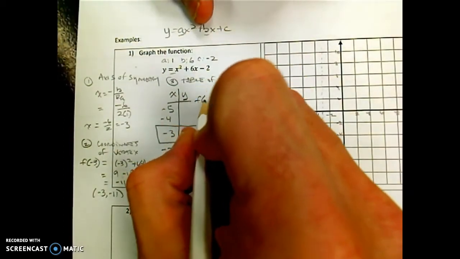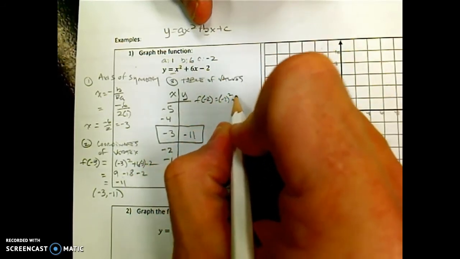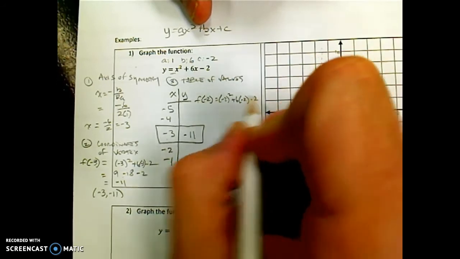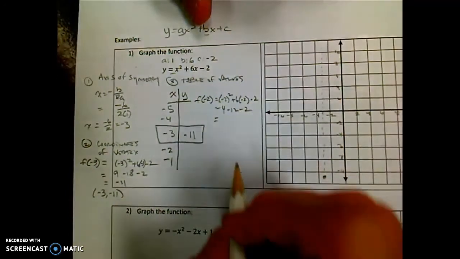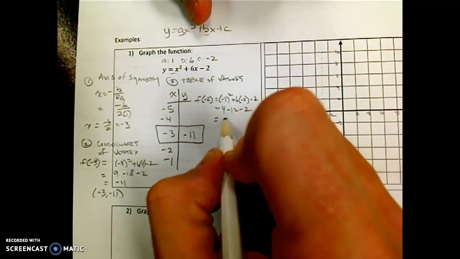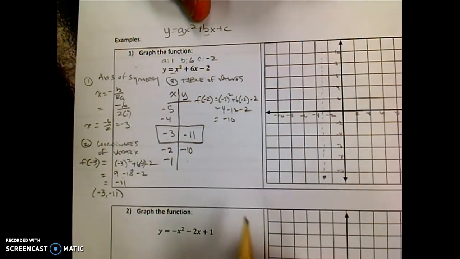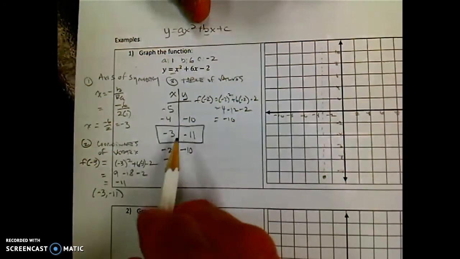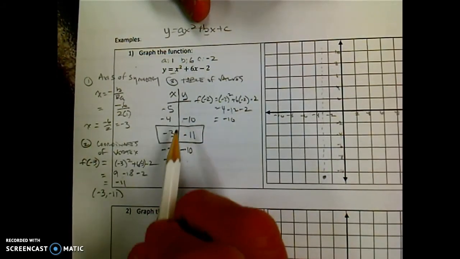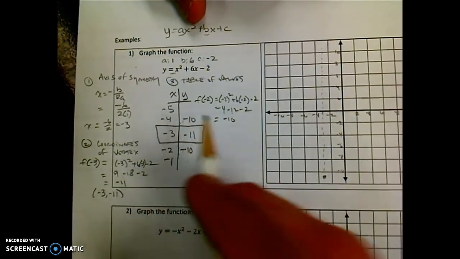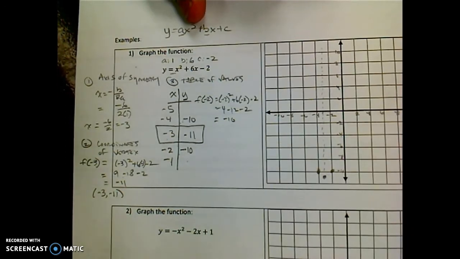I need f of negative 2. So negative 2 squared plus 6 times negative 2 minus 2. 4 minus 12 minus 2. 4 minus 12 is negative 8 minus 2 is negative 10. So when I substitute in negative 2, my y value is negative 10. By symmetry, 1 unit right of the axis of symmetry was negative 10. I go 1 unit left of the axis of symmetry, negative 10. So let's go ahead and plot those 2 points right away.